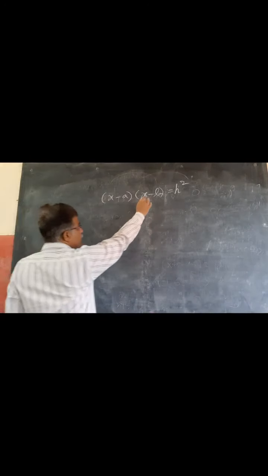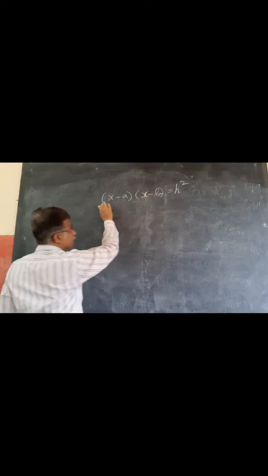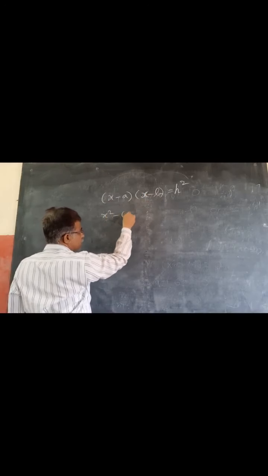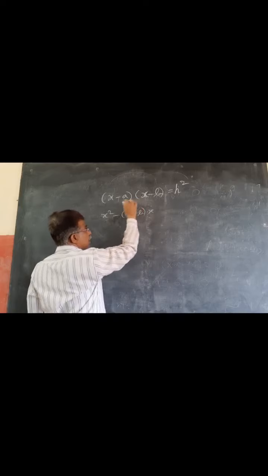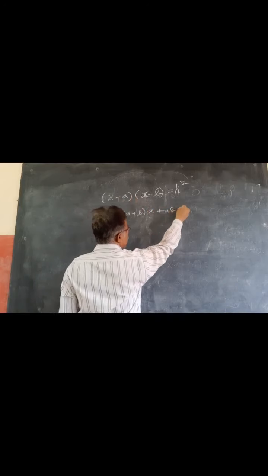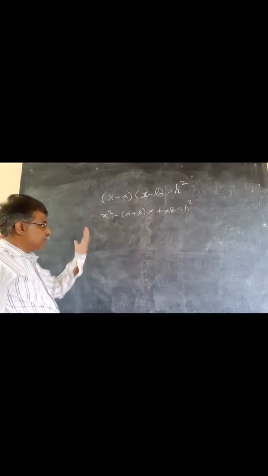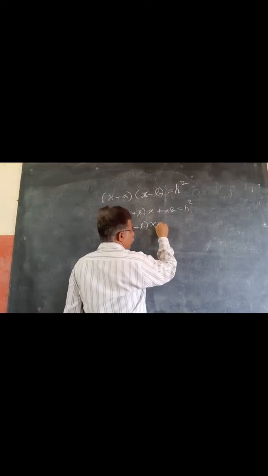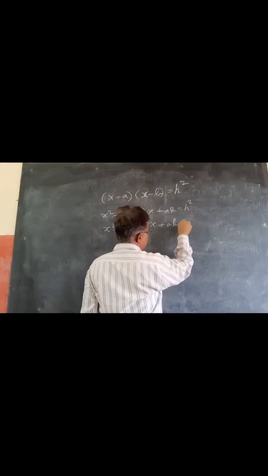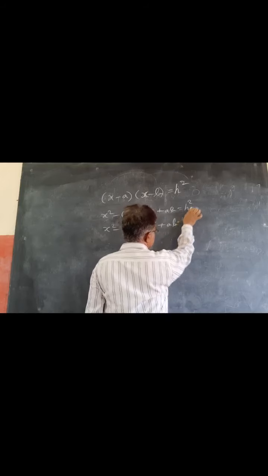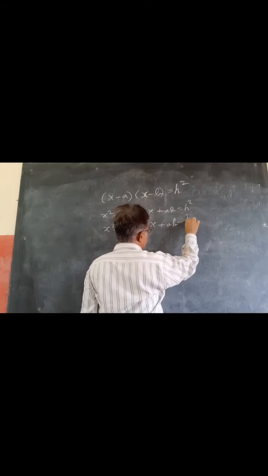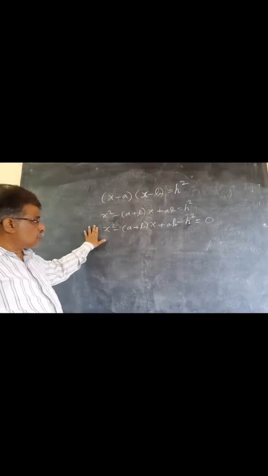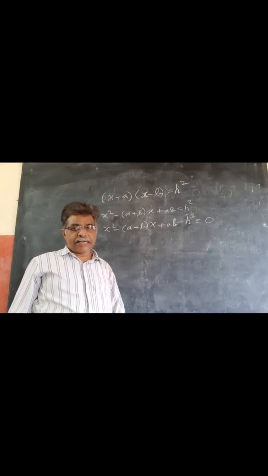So first I will find the quadratic equation by expanding this equation. x into x is x square, next minus bx minus ax means minus of a plus b into x, plus ab equal to h square. I will bring h square to this side. It becomes x square minus of a plus b into x plus ab minus h square equal to 0. Now this is a quadratic equation. a is equal to 1, b is equal to a plus b, c equal to ab minus h square.